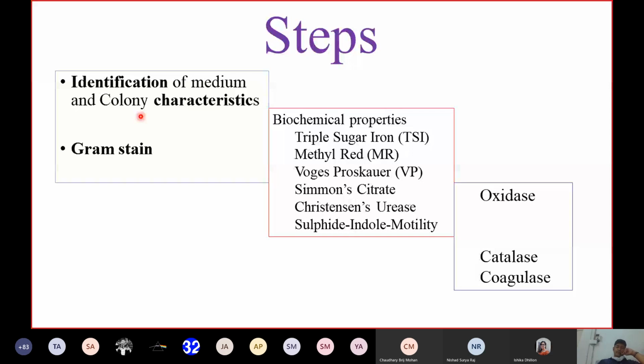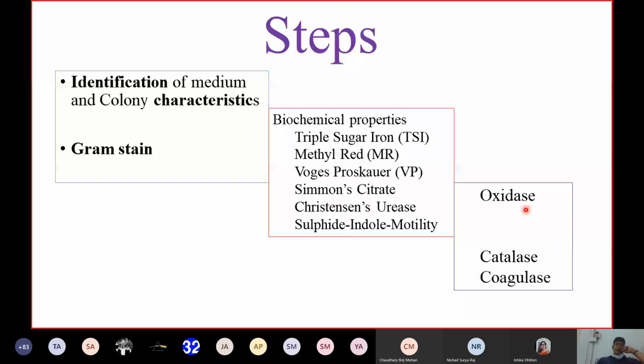Okay, we'll come to this point in coming classes in detail. Then finally, with use of all these properties, we can identify the organism. This is the TSI. These are the different changes in TSI after culture of organism.